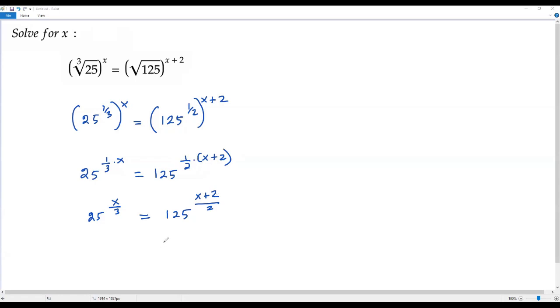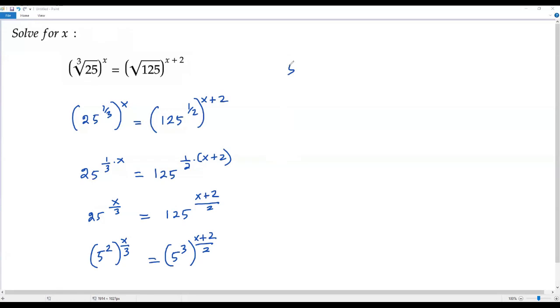As I said already, my aim is to get the same base on both sides, but here the base is 25, here the base is 125. Still, we don't have the same base, but we can convert these two numbers to the same base because both of them are powers of 5. So I'm going to write this 25 as a power of 5. Then I'm getting 5 squared, whole to the power of x over 3, and here 125 can be written as 5 to the third power, whole to the power of x plus 2 over 2.